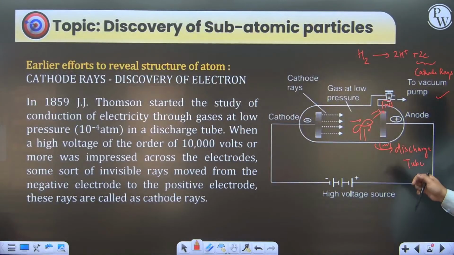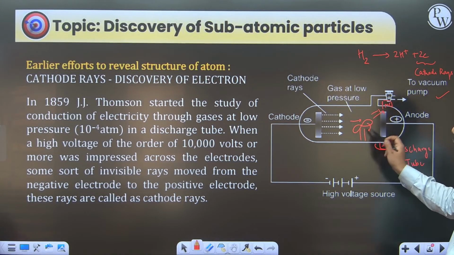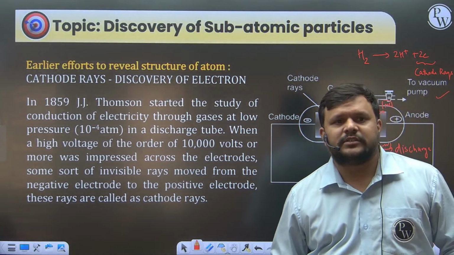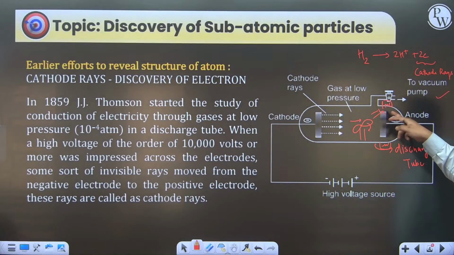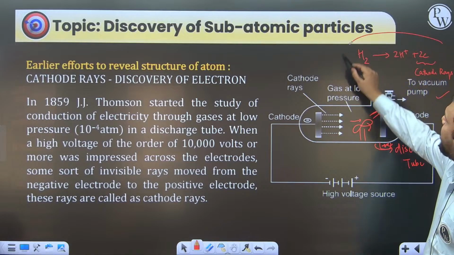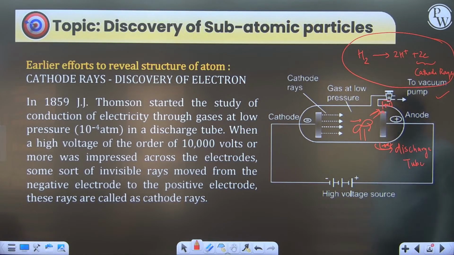The first observation, as I told you, is that the paddle got rotated. That means these cathode rays possess mass. The second observation is that they were deviated towards the positive plate. That means they have negative charge. Over here you can see the ionization of the gas H2.